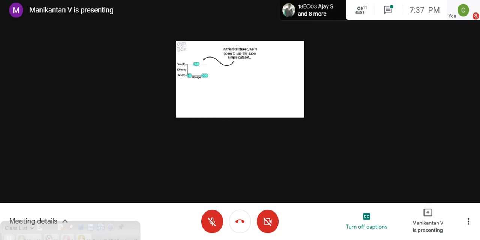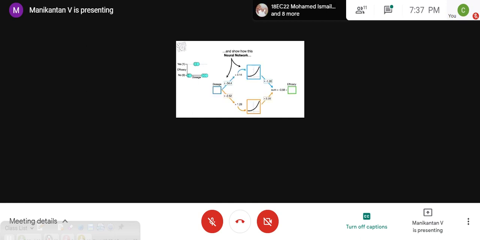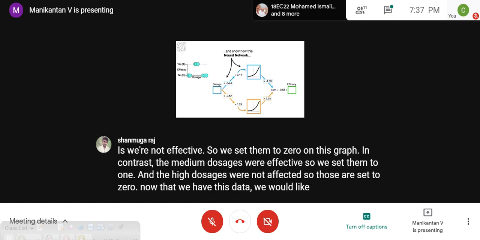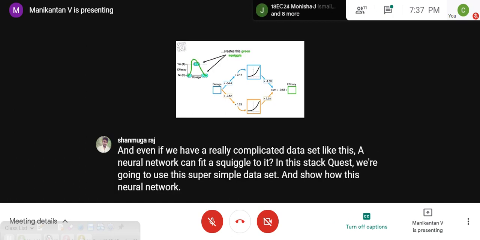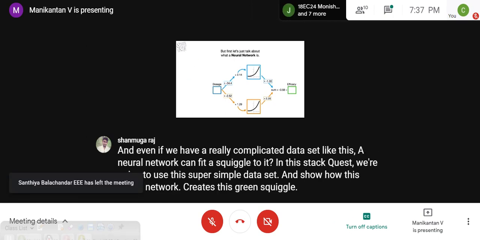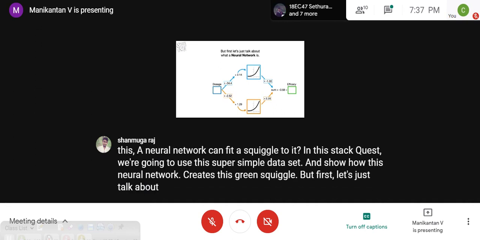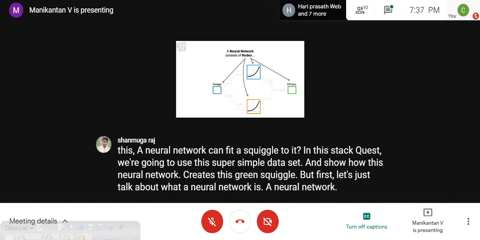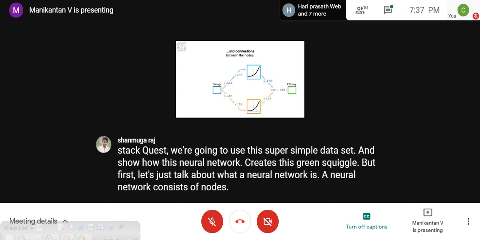a squiggle to it. In this stat quest, we're going to use this super simple data set and show how this neural network creates this green squiggle. But first, let's just talk about what a neural network is. A neural network consists of nodes and connections between the nodes.